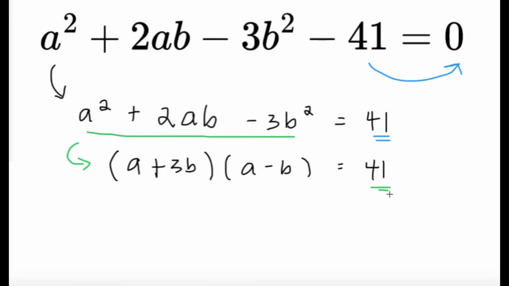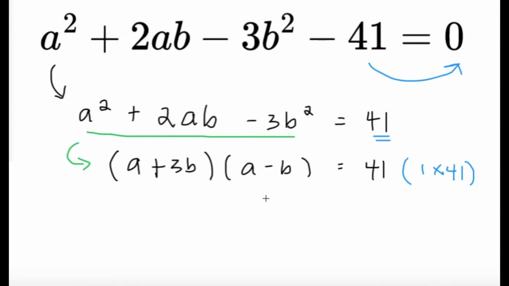Now, you can do a little bit of test. You can find that this 41 over here is prime. So a number being prime means it can only be expressed as a product in one way. So it must be 1 times 41. There's no other way to find two positive integers that multiply to 41. Now, a plus 3b versus a minus b. So which is the 41, which is the 1?